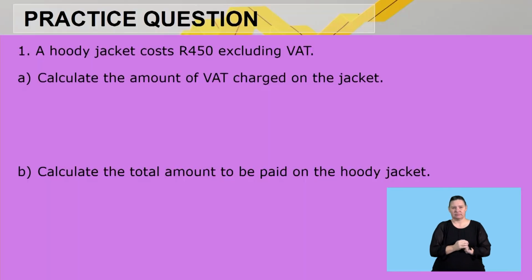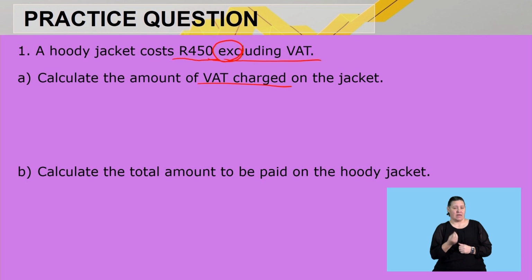Right, now looking at the first example, let's go down to it. It says here a hoodie jacket costs 450 excluding VAT, meaning VAT is not yet added on this price, which is 450. Now, looking at the first question, calculate the amount of VAT charged on this jacket.